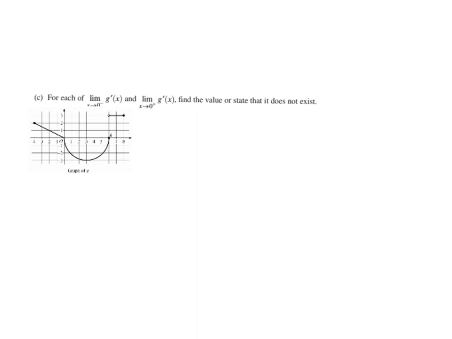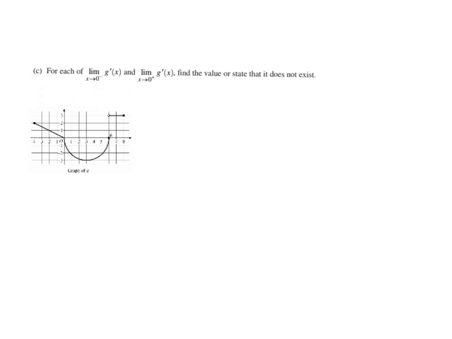Part C. For each, evaluate these limits and then find the value or state that it does not exist. So notice it says for each. So I need the limit as x approaches 0 from the left. Now notice who they wanted of g prime of x.